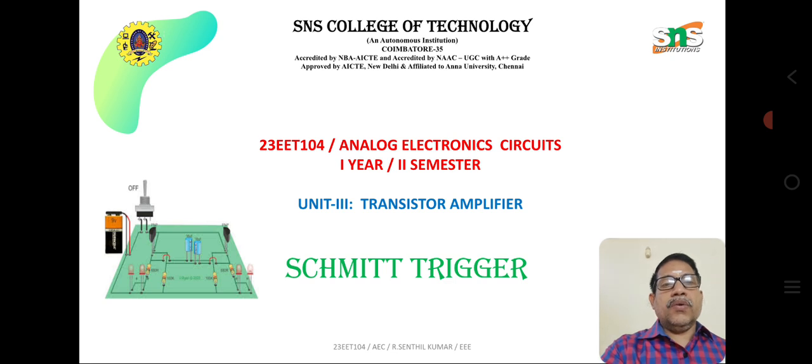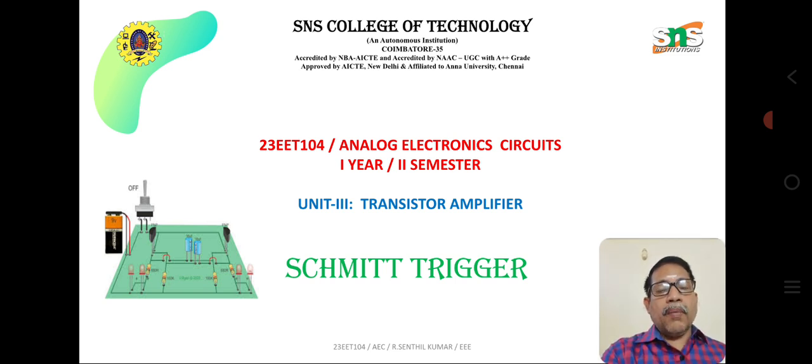Now in this video series, we have discussed feedback amplifiers, and the last video is the Schmitt Trigger, which comes under the course Analog Electronic Circuits 23 WT104. A Schmitt trigger is a circuit which consists of 2 transistors and 4 resistors, and here we are utilizing transistors for this Schmitt trigger circuit.